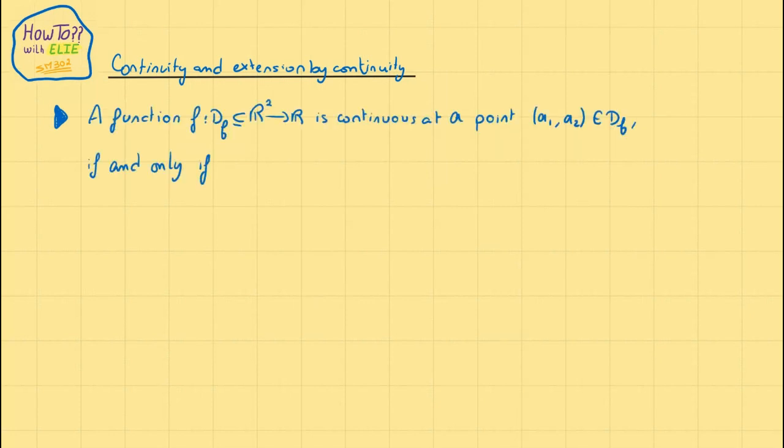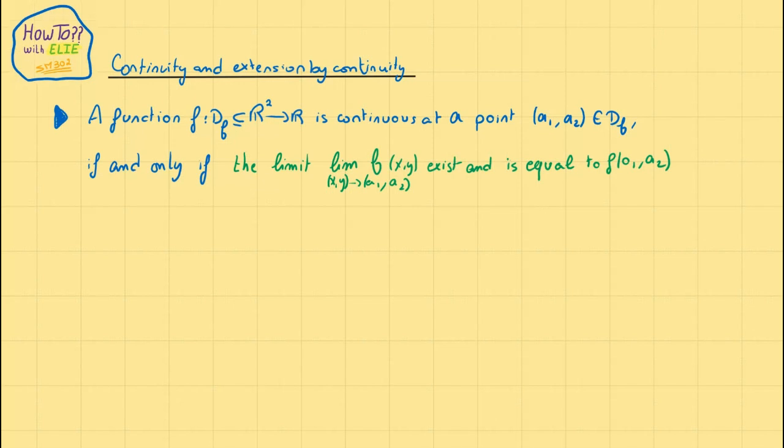A function f defined on a domain Df included in R2 into R is continuous at a point (a1, a2) of the domain if and only if the limit of the function f(x,y) at the point (a1, a2) exists and is equal to f(a1, a2). So this is the condition. This is what you need to prove to prove that a function is continuous.